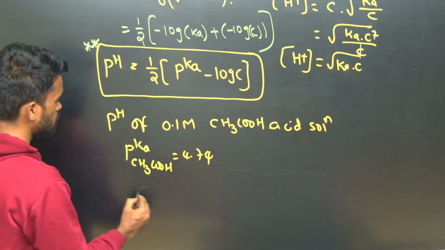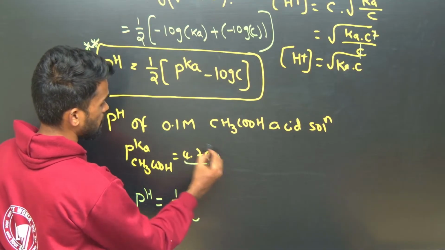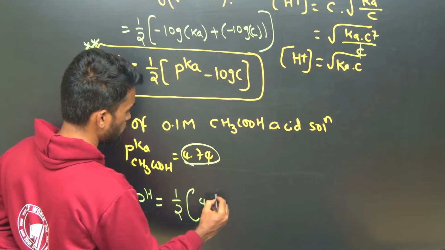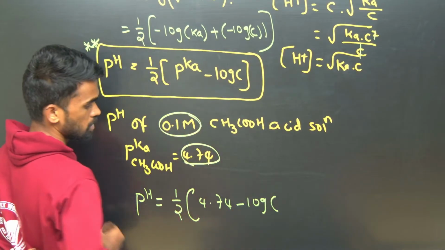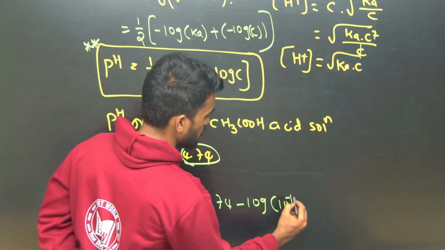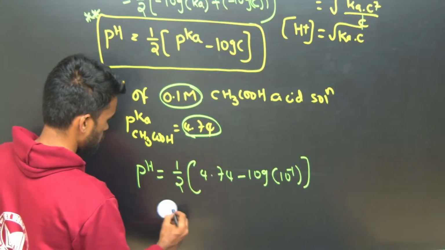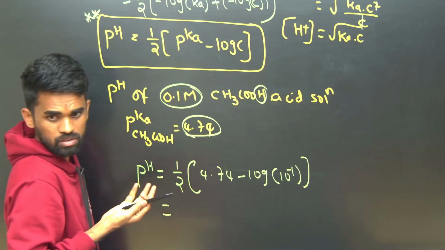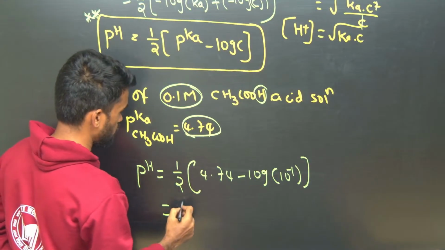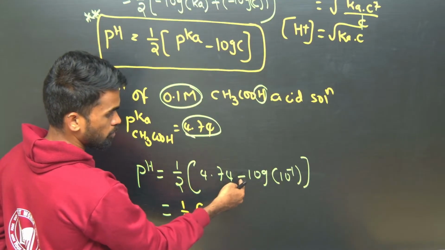How do you do this? pH will be equal to half into pKa given, now 4.74, minus log C. C is how much? 0.1, log 10 power minus 1. Okay, so this will be normality converted. For this n factor is 1 only, no? So molarity and normality are equal here. So this will be minus 1 becomes plus 1 here.